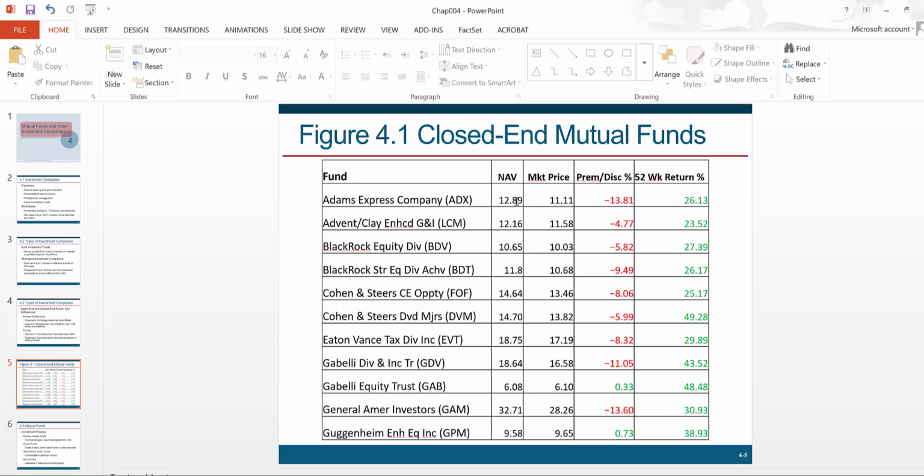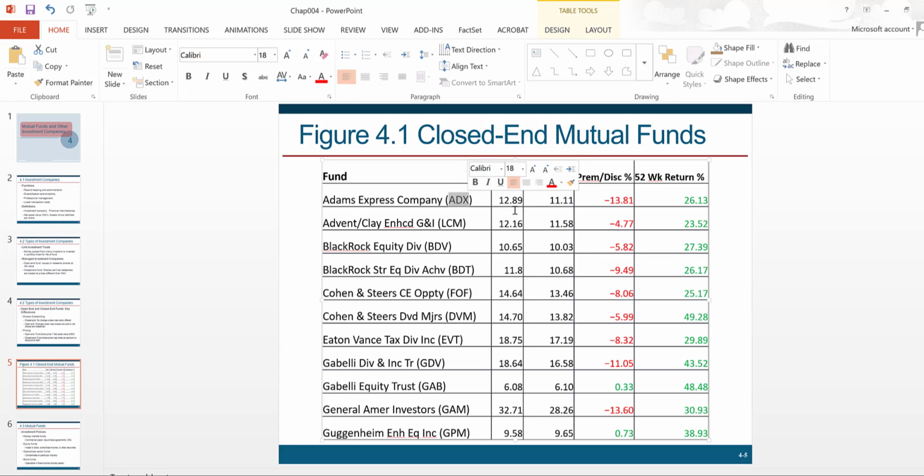So the easy way to think about this is that if you were to liquidate this fund, right, sell all the shares of the fund, satisfy all the obligations, pay out the liabilities, you would be able to recover $12.89 per share, right? That's obtained by selling all the securities in the portfolio and satisfying all the liabilities. So that is the actual value of the securities making up the portfolio, and yet the market price is actually much lower than what you can get from liquidating the value.